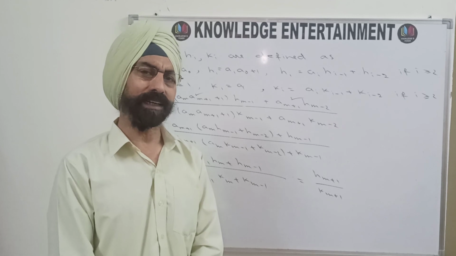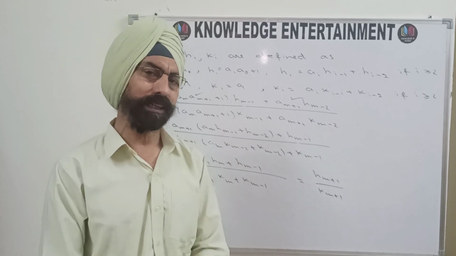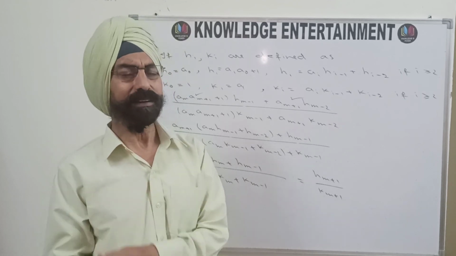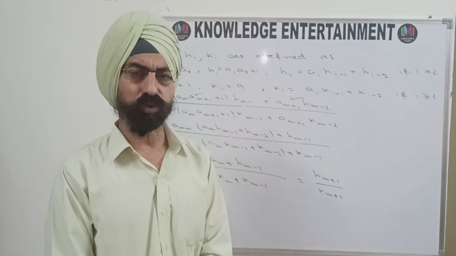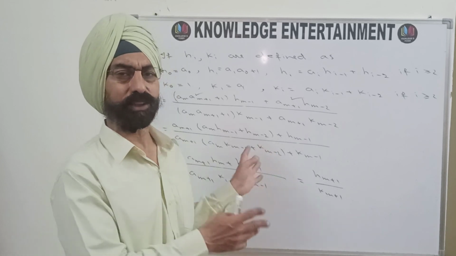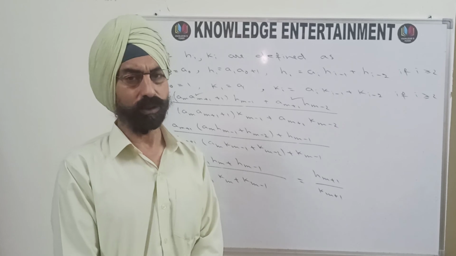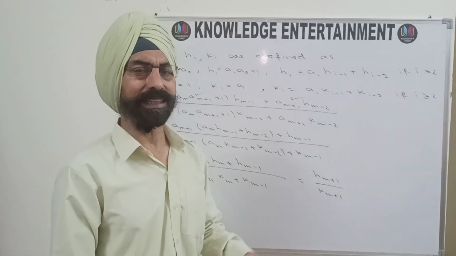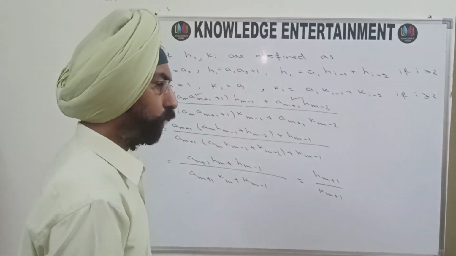First we proved that it is true for n is equal to 1, then we supposed that it is true for n is equal to m, and then we proved that it is also true for n is equal to m plus 1. That means the result is true in general for every natural number n. So in general, Cn is equal to Hn upon Kn.